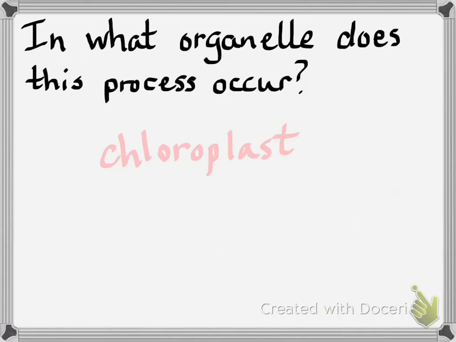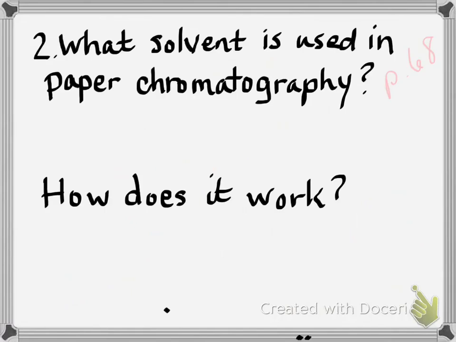Okay, on number 1. Number 2 is page 68. So on page 68, we did this really cool process called paper chromatography. What solvent is used when we did paper chromatography? Well, you guys may remember I had you waft it to smell it. It looked like water, but it wasn't. It was acetone and ether.